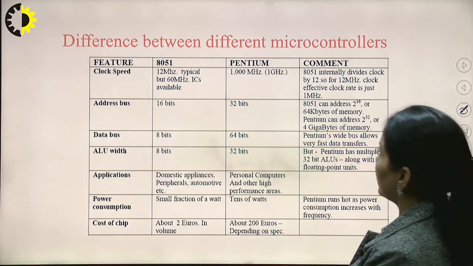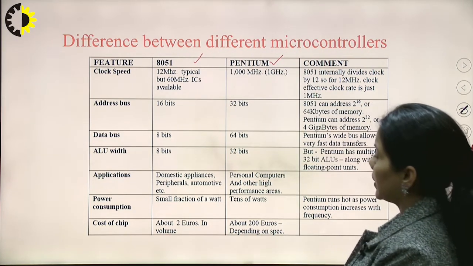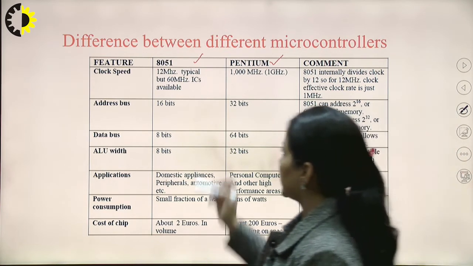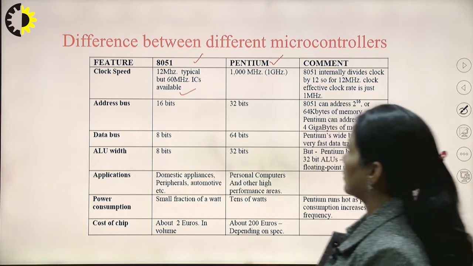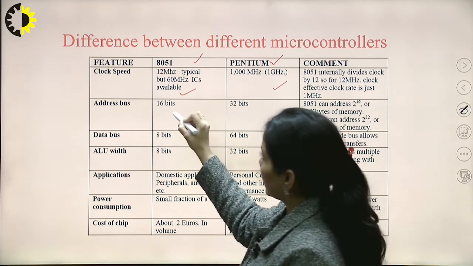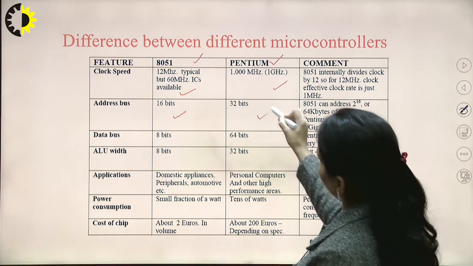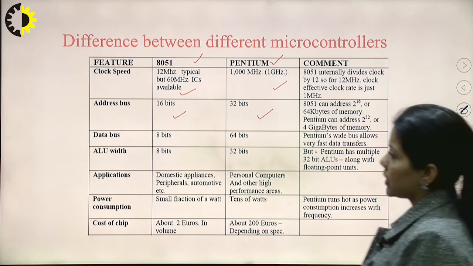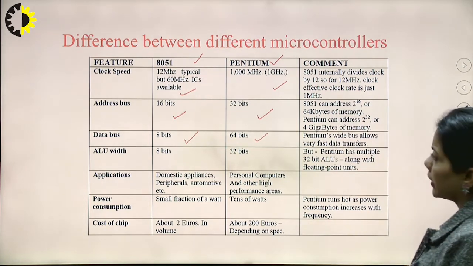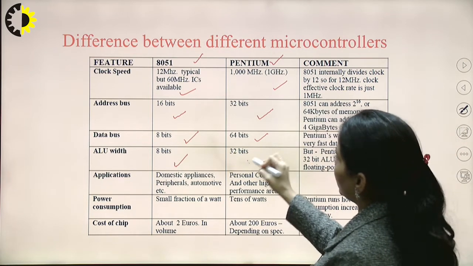Here I have differentiated 2 common microcontrollers present nowadays, and we can see the differences very clearly. According to the clock speed, 8051 is having 12 megahertz of clock speed. Pentium is having 1000 megahertz of speed, that is 1 gigahertz. Address, 8051 is having 16 bits of address. Pentium is having 32 bits of address. The size of the data bus for 8051 is 8 bits and for Pentium is 64 bits. Again, the width of the ALU is 8 bits in case of 8051 and 32 bits in case of Pentium.